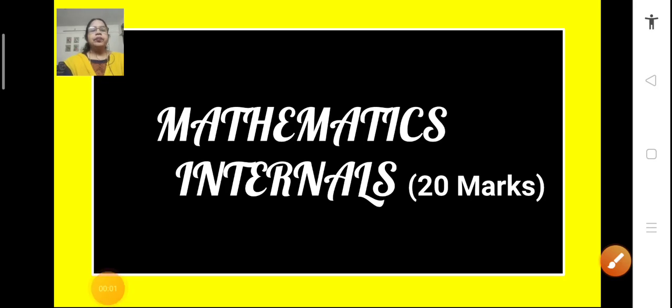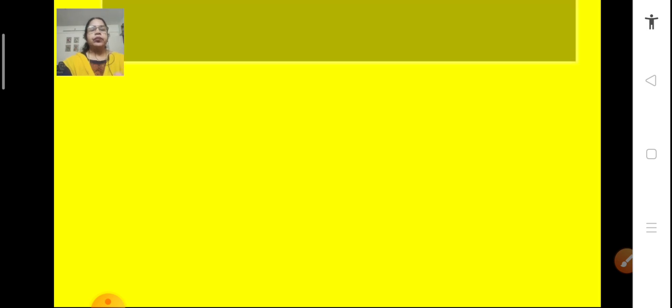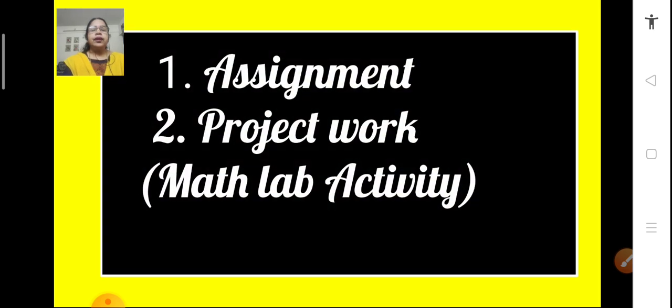Hello children, Sai Ram. In today's math session, we are going to discuss your mathematics internals which carry 20 marks. Let's see what it includes, what you have been asked to do and how to do it. It includes an assignment and a project work. In the assignment, you have to solve 5 problems, and in the project work, you have to do a MATLAB activity which we had done earlier.